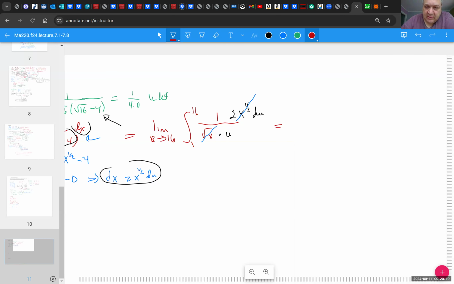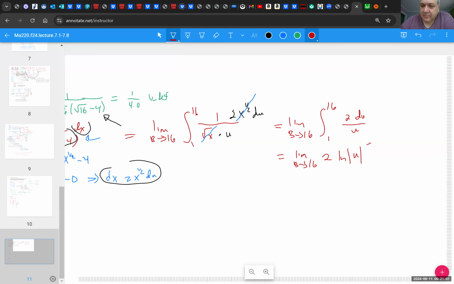This gives me limit b approaches 16, 1. No, I'm doing the antiderivative. Oh yeah, no, I'm going to simplify this before I do the antiderivative. So what I got? I have a 2 on the top. I have a 2 du, and on the bottom I have a u. Okay, the 2 I don't have to worry about because that's just like a number that's being multiplied, so I can take it on the outside. And then the antiderivative of 1 over u is just ln of u.